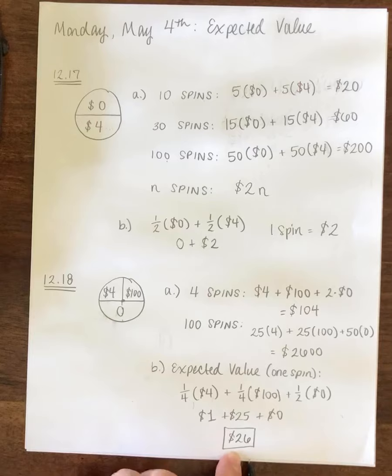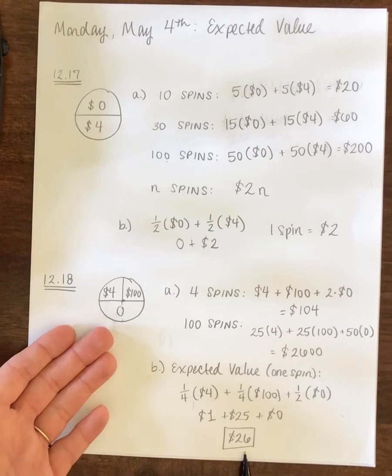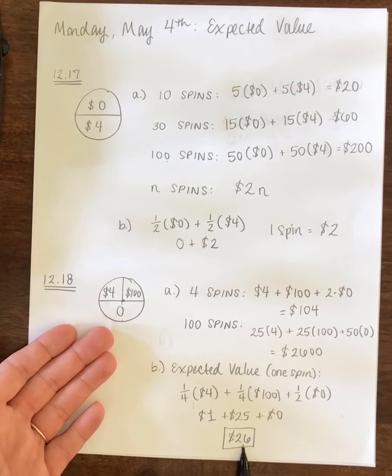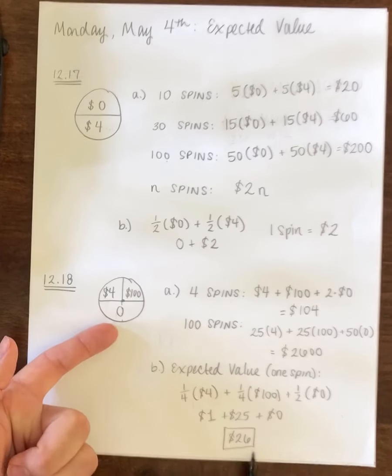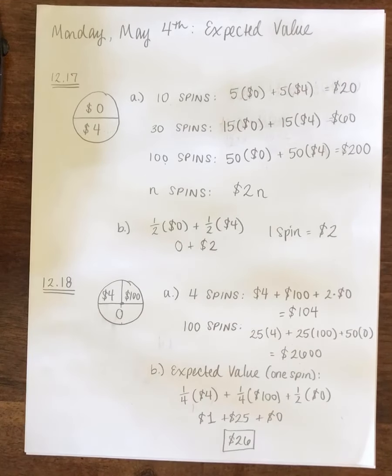Because this value is bigger than 0, this would be a game I'd want to play because it's in favor of me winning on every single spin. Obviously, if I were to spin this one time, there's no way I can win $26. But if I were to play it 30 times, 40 times, I can use this to predict how much money I would earn on that many spins.